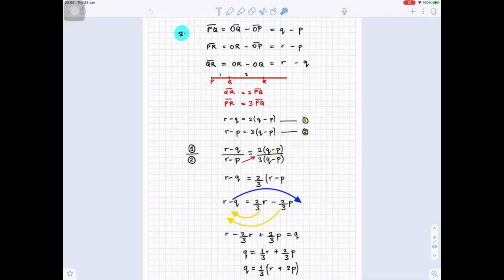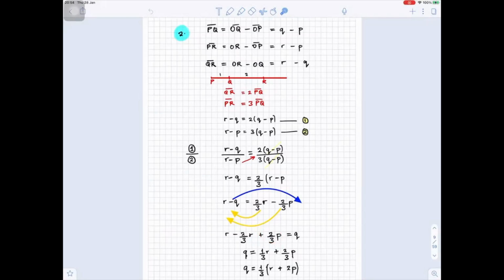Now, we can take minus Q to the right side, take 2/3 R to the left, and take minus 2/3 P to the left. So what you get is Q on its own on the right, and R plus 2/3 goes to the left, it becomes minus 2/3. Minus 2/3 P goes to the left, it becomes plus 2/3 P.